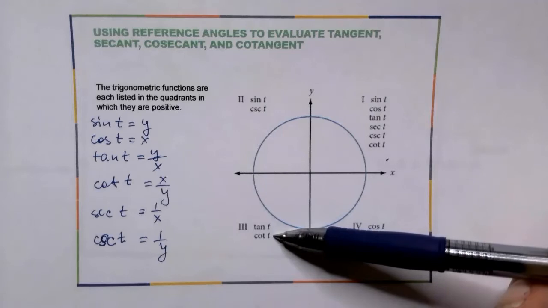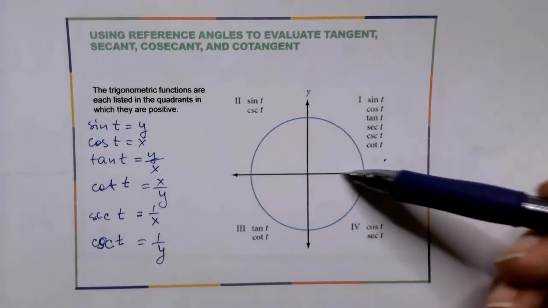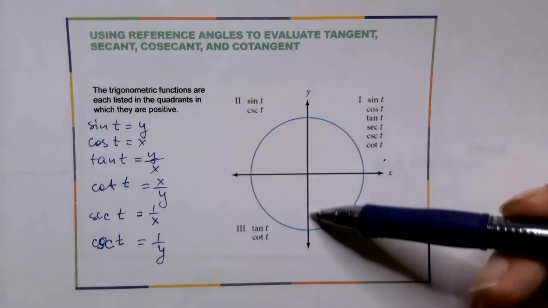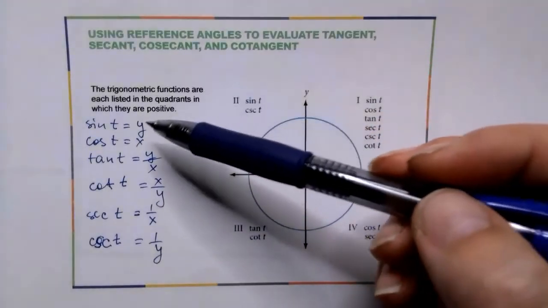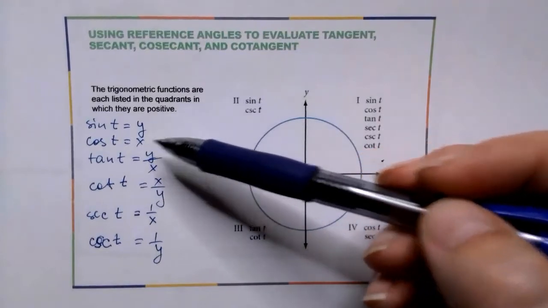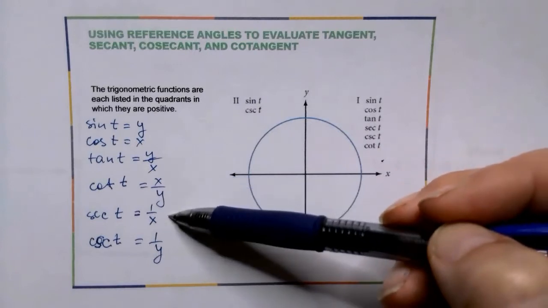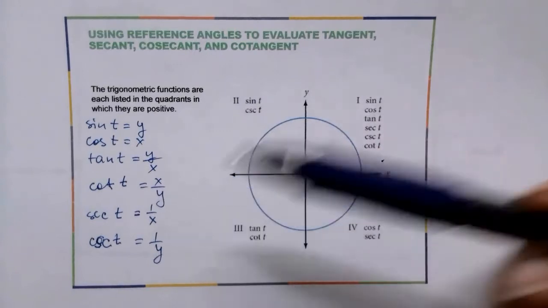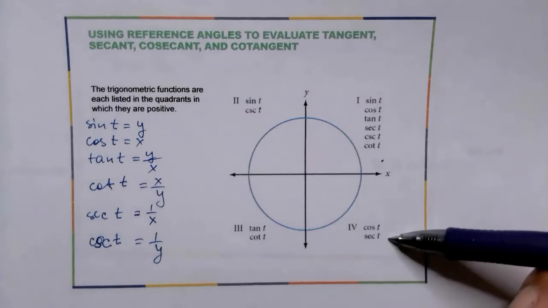And finally, in quadrant 4, we have positive x and negative y. So we have negative, positive, negative, negative, positive, negative. So only cosine and secant are positive in this quadrant.